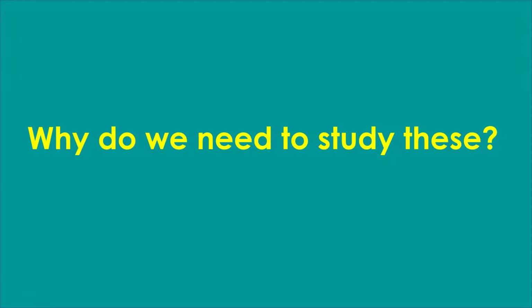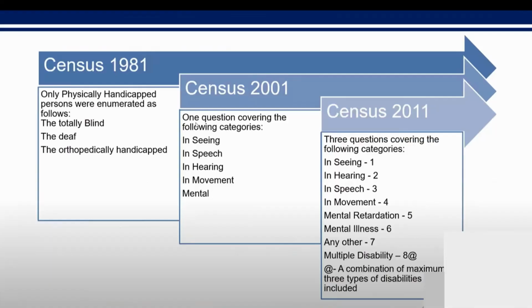So why do we need to study these? According to the census of 1981, which considered these disabilities, only the physically handicapped persons were enumerated as follows: totally blind, deaf, and orthopedically handicapped.